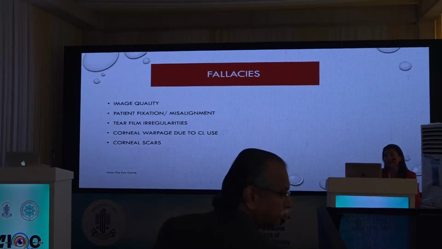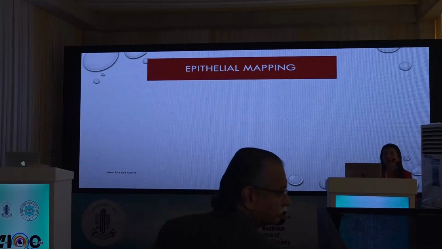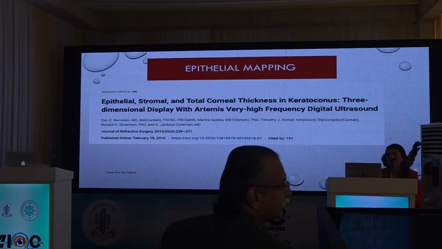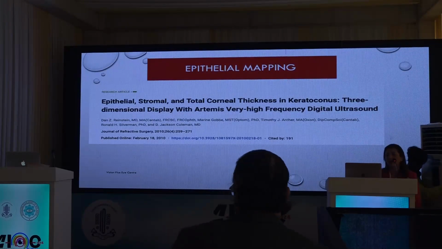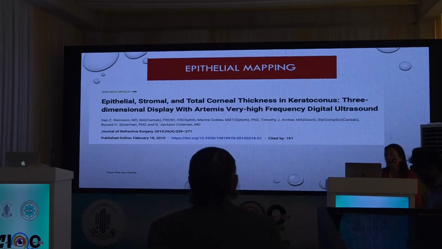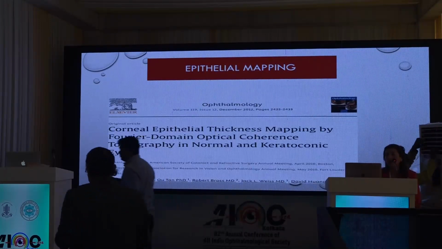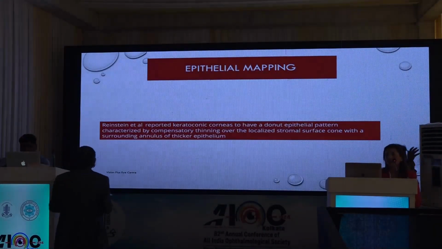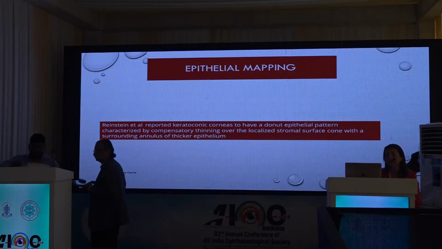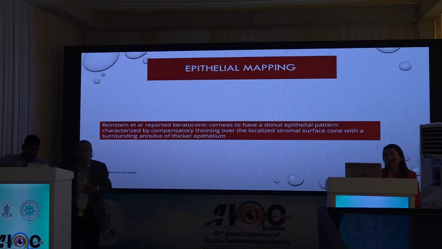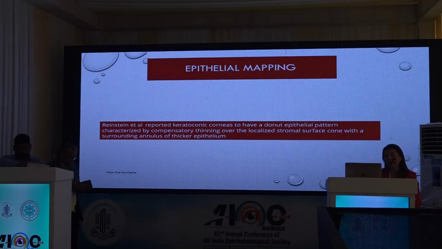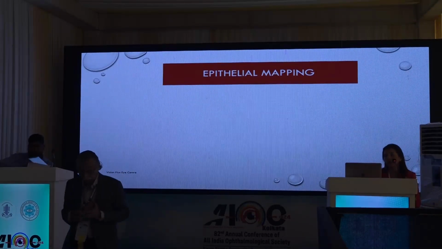All of these can misguide or mislead you. So the newer kid is the epithelial mapping, about which there are several articles, and Dr. Dan Reinstein has done stellar work in this regard. Basically, what they have reported is that the keratoconic corneas tend to have a donut epithelial pattern, which is a compensatory thinning over the localized stromal surface, over the cone, and the surrounding area is thicker.